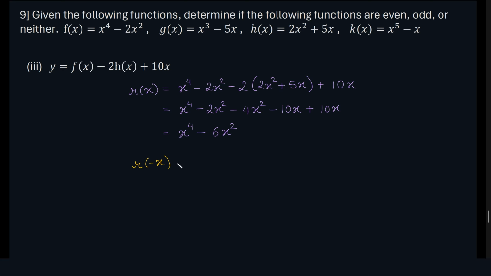R of negative x will be negative x to the power of 4 minus 6 times negative x squared, which is equal to x to the power 4 minus 6x squared. This is exactly the same as r of x. Therefore, this is an even function.